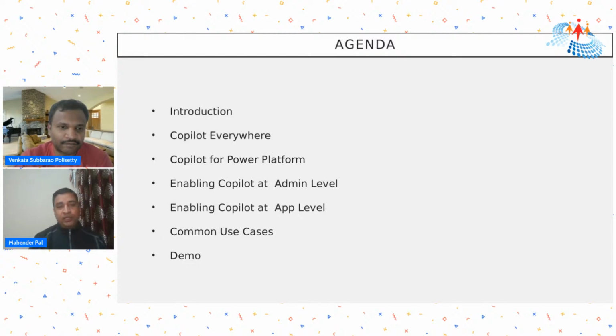In this session we are going to concentrate on the Power Platform, and specifically the Canvas app. Then we will see how we can enable it for the Canvas app at the admin level, then at the app level, and then we will see some of the common use cases of Copilot.